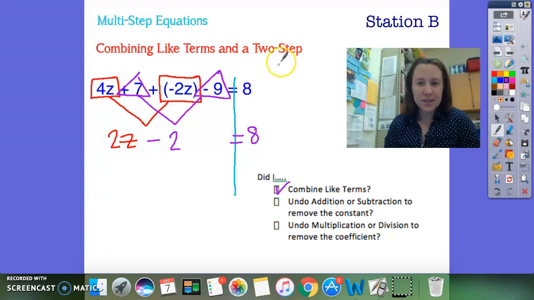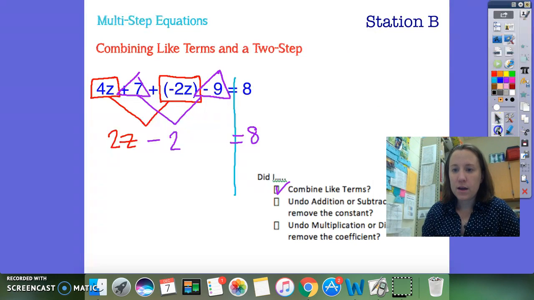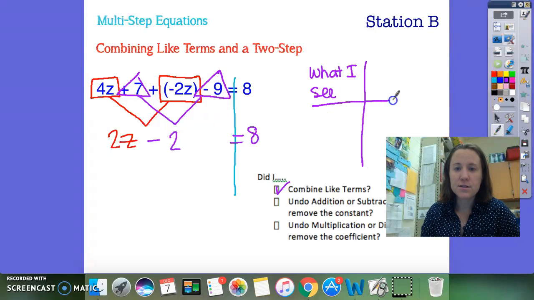Let's try the strategy again with what I see and what I'll do. So let me just move the camera out of the way. So what I see, feel free to use your handout to do this as well when you do the practice problems. And what I'll do.